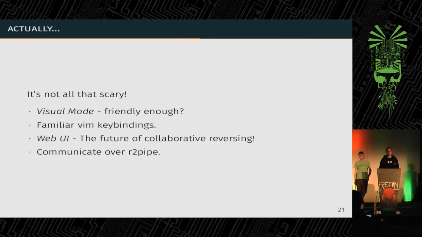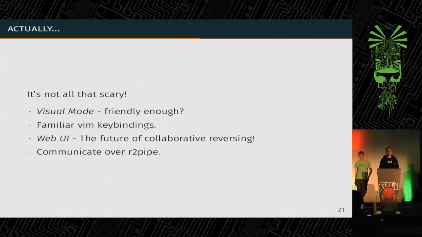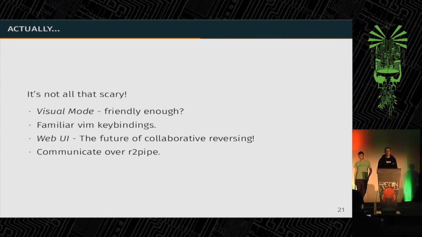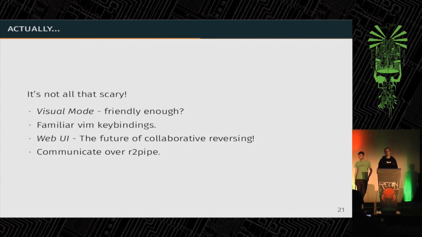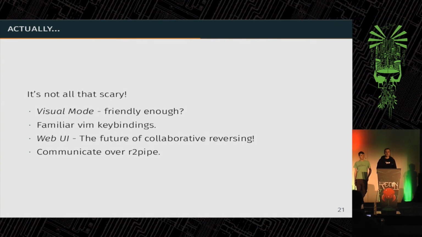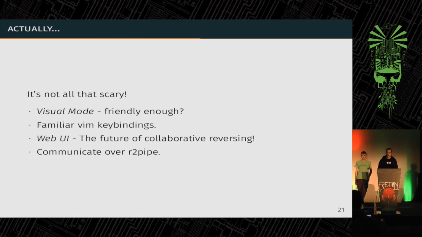And we've got Vim-like key binding, as I said previously, with AA or question mark or whatever, or P for print. If you want to show a function, you just have to hit P for print, D for disassembly, F for function. It's not that hard.